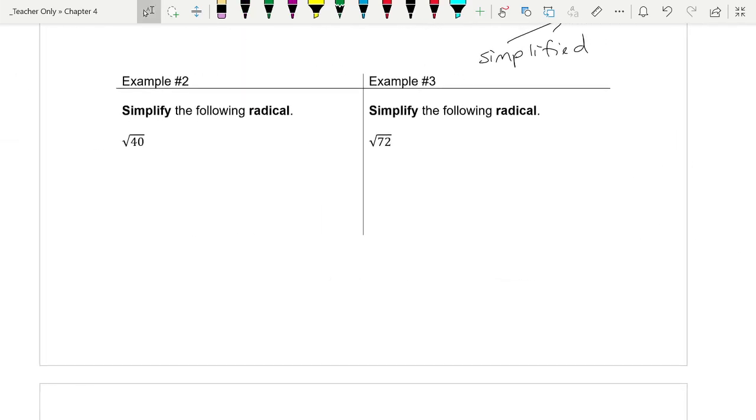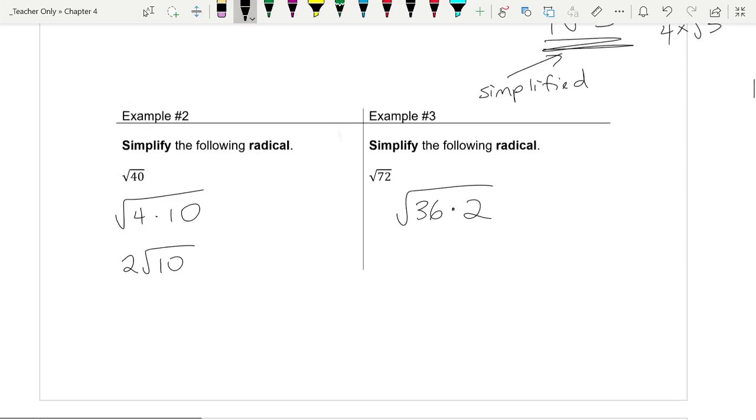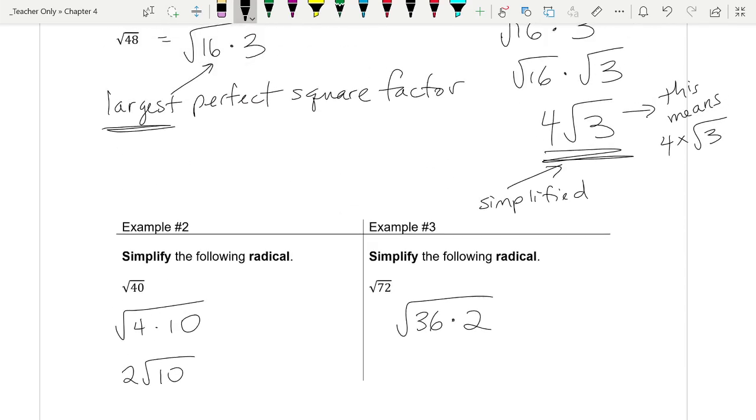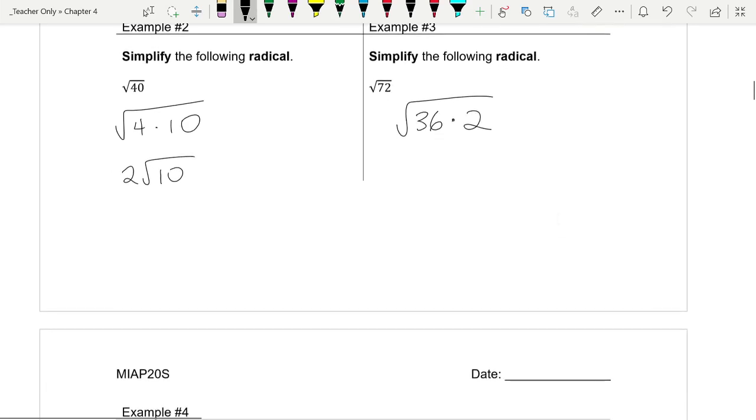All right, let's do another example. What do I know about the square root of 40? It's got a 4 in it. And then that would be 2 root 10. What do I know about 72? Hey, it's got a 4 in it, higher. It's got a 9 in it, higher. It's got a 36 in it. This game only works if you find the largest perfect square factor. So that would be 6 root 2.